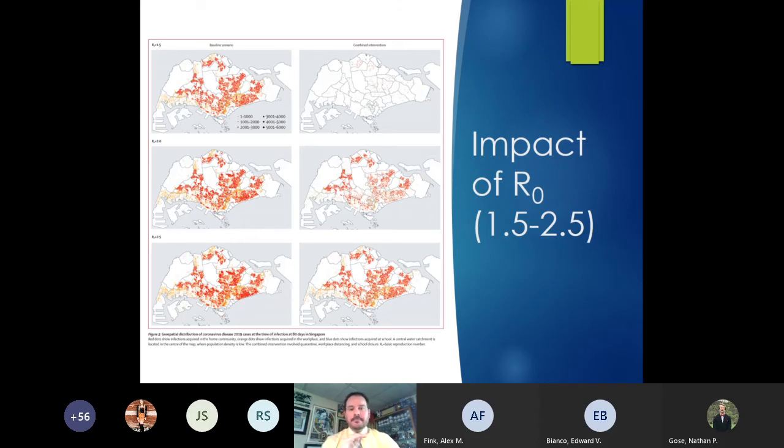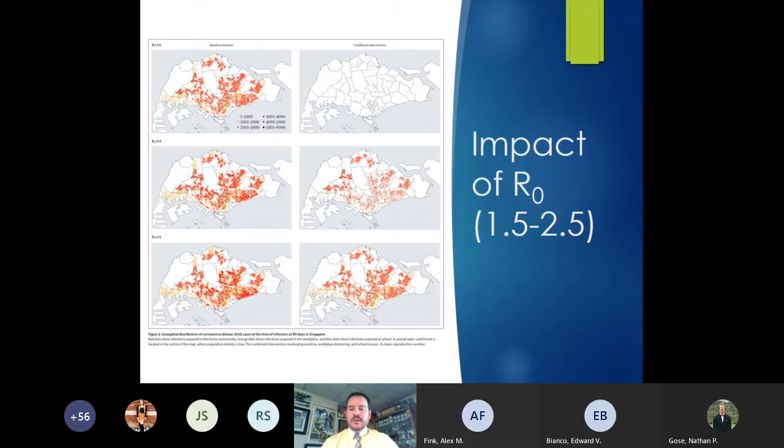At the top row, those are R naught of 1.5. The middle row, R naught of 2.0. The bottom, R naught of 2.5. Again, the measures are all taking place comparing left to right, but you can see the impact of differences in R naught as we make predictions and model.